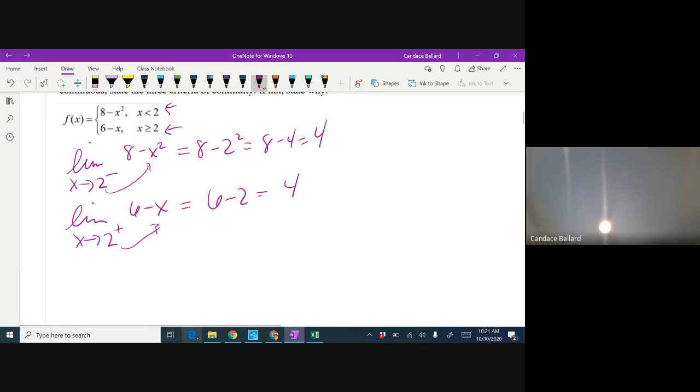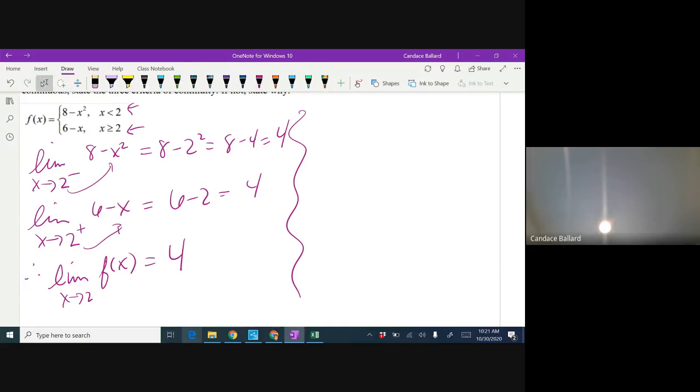So we have to make our statement that the limit, if you want to put little therefores in front, limit as x approaches 2 of f of x equals 4. That was the first part. Okay. So then we have to show continuity. All right, so the first thing you do is you restate that the limit as x approaches 2 of f of x equals 4. That's proving that the limit exists. The next thing you're going to do is evaluate for f of 2.